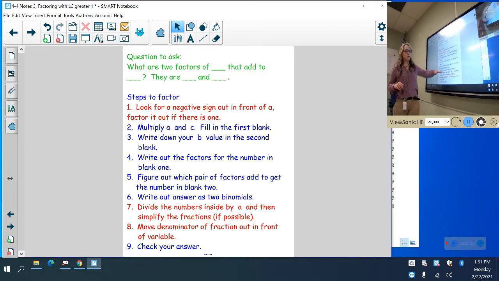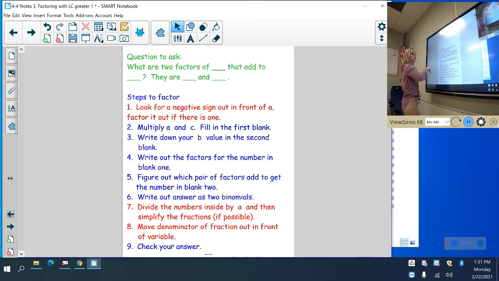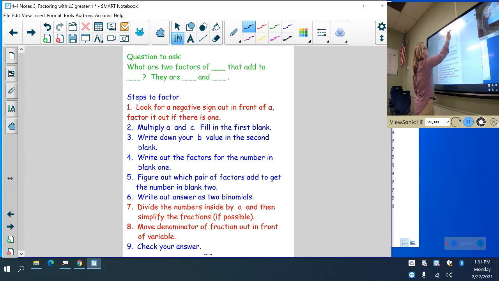You guys know how to do all the blue steps, okay? Now we're going to add these 2 steps for when the number in the front is bigger than 1 and there is no greatest common factor. So step 1, make sure there's no negative out in front. Step 2, check for a greatest common factor. Okay, so if you want to add to your steps here, look for a negative sign in front or look for a greatest common factor. That way you don't forget to check for those first.